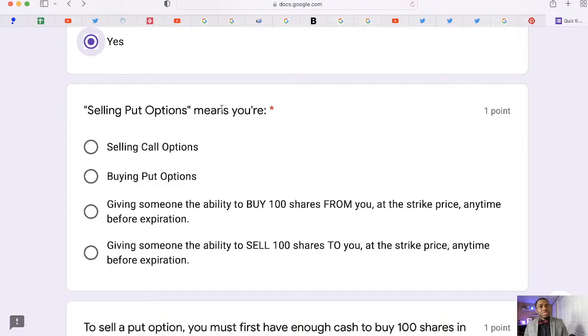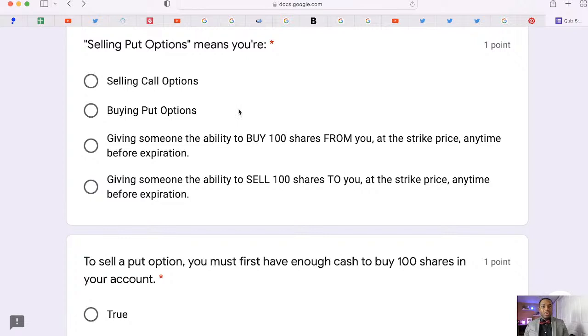So when you're selling a put option, what does this really mean? What is a put option? So remember, a call option regards contracts that are about buying. Put options are contracts that are about selling, right? So selling put options means you're giving someone the ability to sell 100 shares to you at that strike price anytime before expiration.